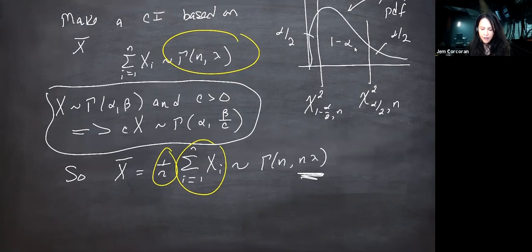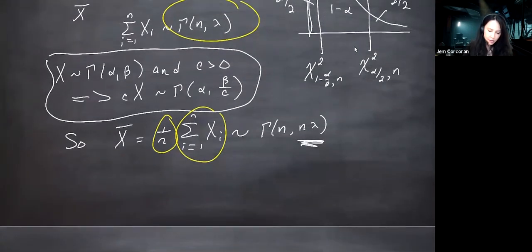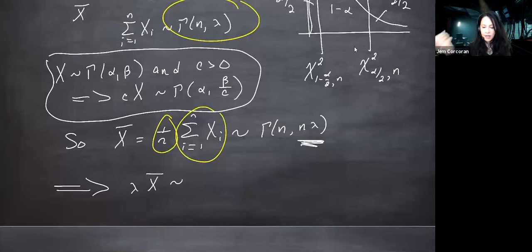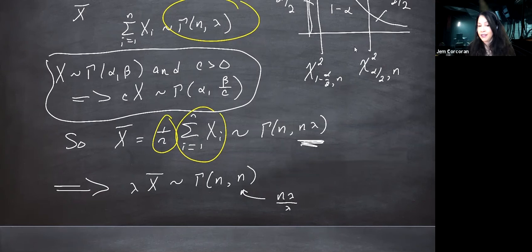So what if I multiplied my x bar by lambda? Then that lambda is going to end up under that second parameter in the gamma distribution. So I'm going to get a gamma n, 1, right? And that comes from n lambda over lambda, just using, again, the thing in the circled blob. Now I have a distribution that doesn't depend on any unknown parameters.